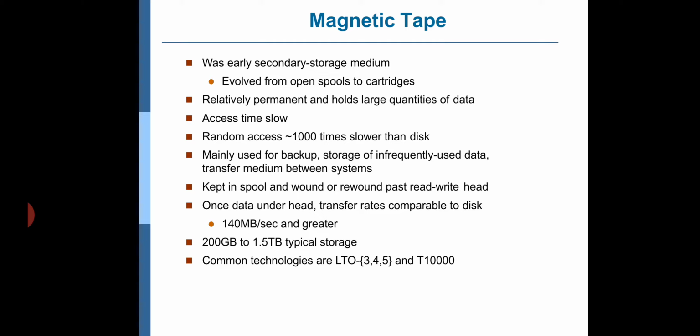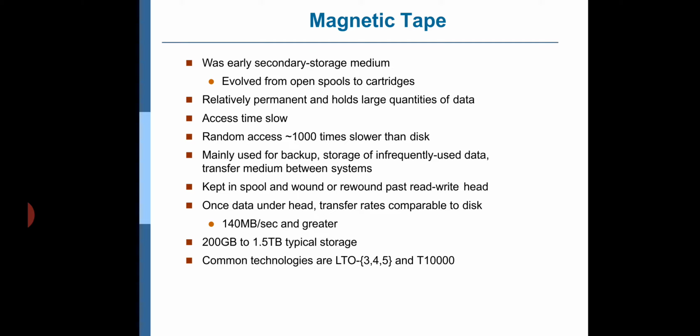Nowadays, spooling has evolved to the cartridge, which is relatively permanent and holds large quantities of data. Access time is slow. Random access is about 1000 times slower than disk, so it is mainly used for backup. The storage is for infrequently used data, and for transferring data between systems.